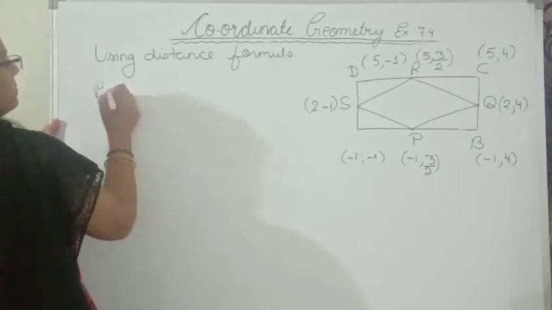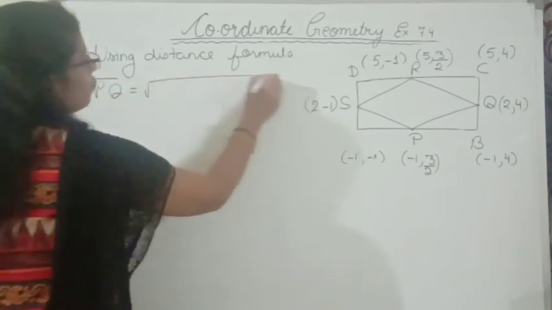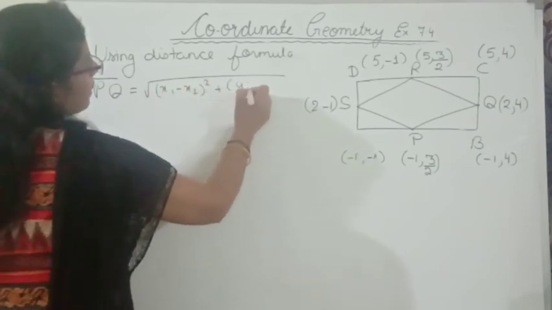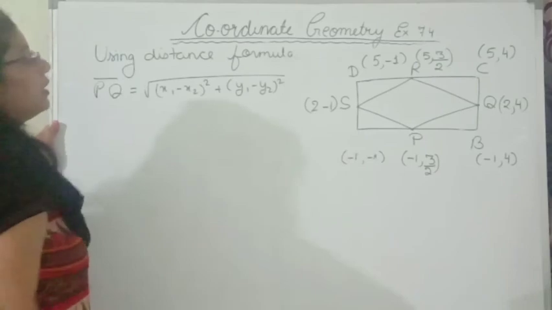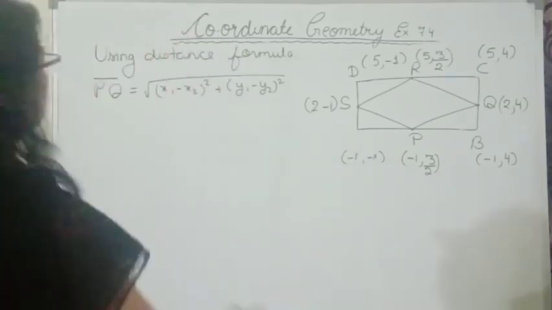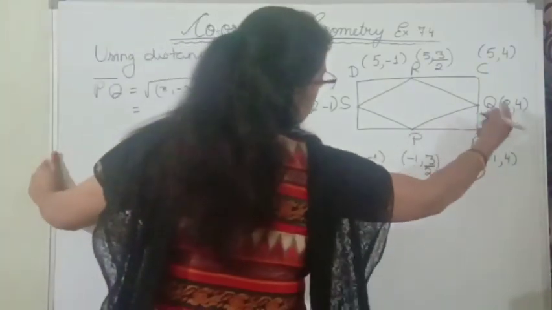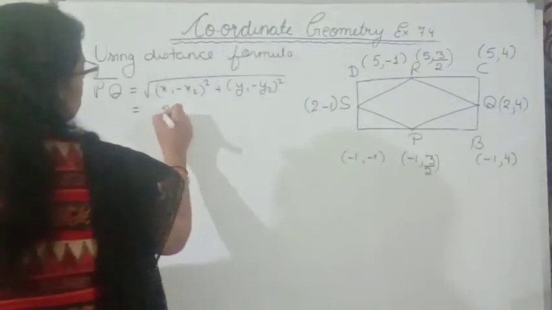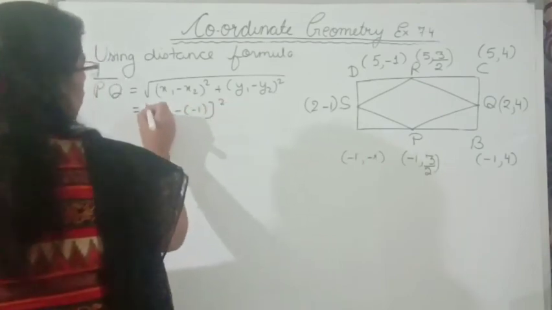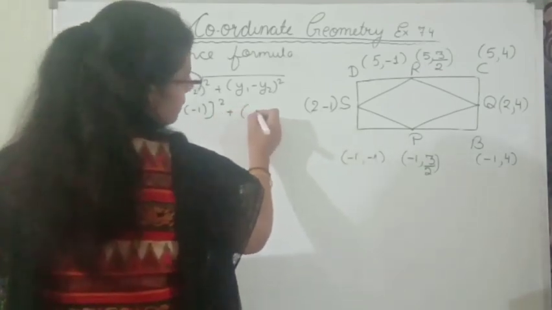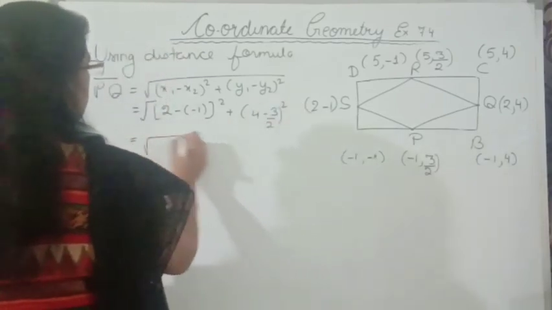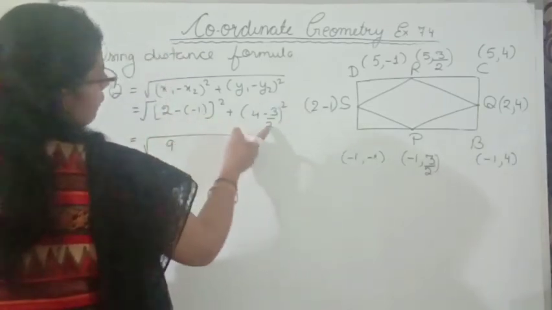So what is the distance between PQ? Under root, by formula, (x1 minus x2) whole square plus (y1 minus y2) whole square. ठीक है, या फिर (x2 minus x1) whole square और (y2 minus y1) whole square, both are same. So PQ, तो ये PQ है, इसमें से 2 minus of minus 1, whole square, plus y1, 4 minus 3 upon 2, whole square. So you will get square root of 2 plus 1, 9 हो गया, ये 4 to the 8 minus 3.